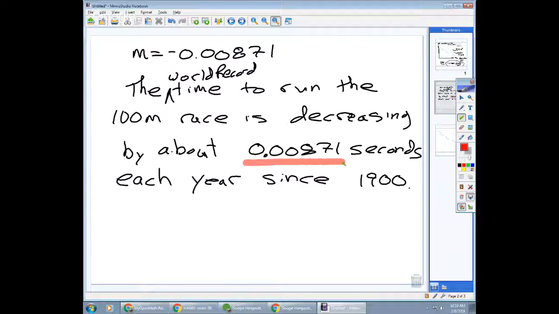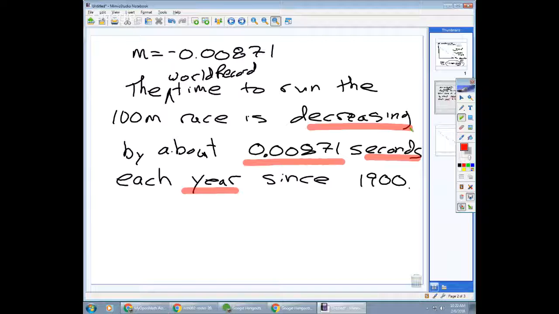We're measuring the amount of seconds it takes to run the race, and we're checking it every year. So I have to refer to both seconds and years because that's the numerator and the denominator for that number right there. And it was a negative, so I also have to have decreasing in there. Can you put the negative with? Not if I say decreasing, I don't need it. Instead, you could say changing by negative 0.008 seconds, that would be okay.